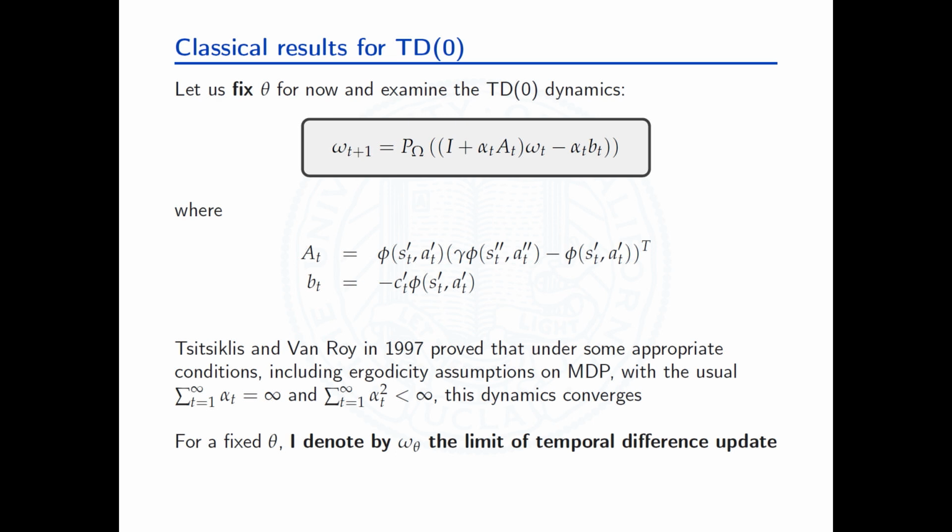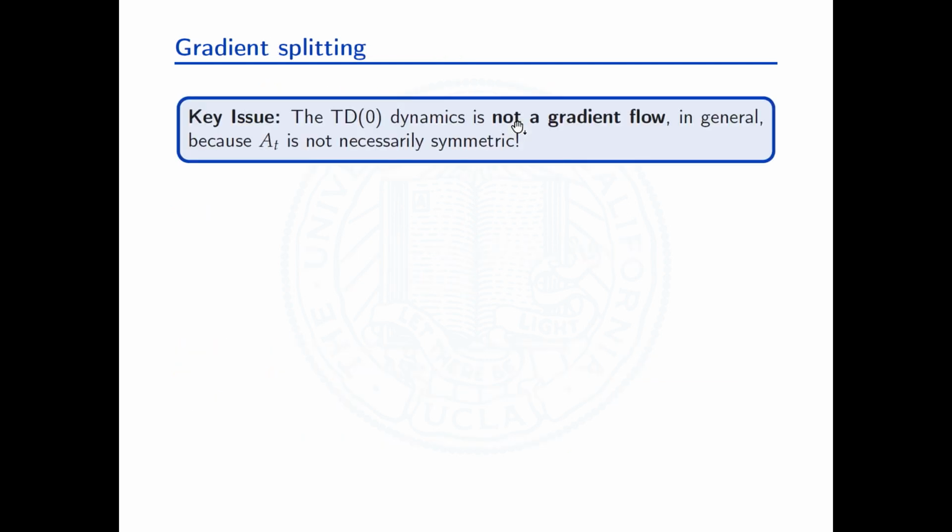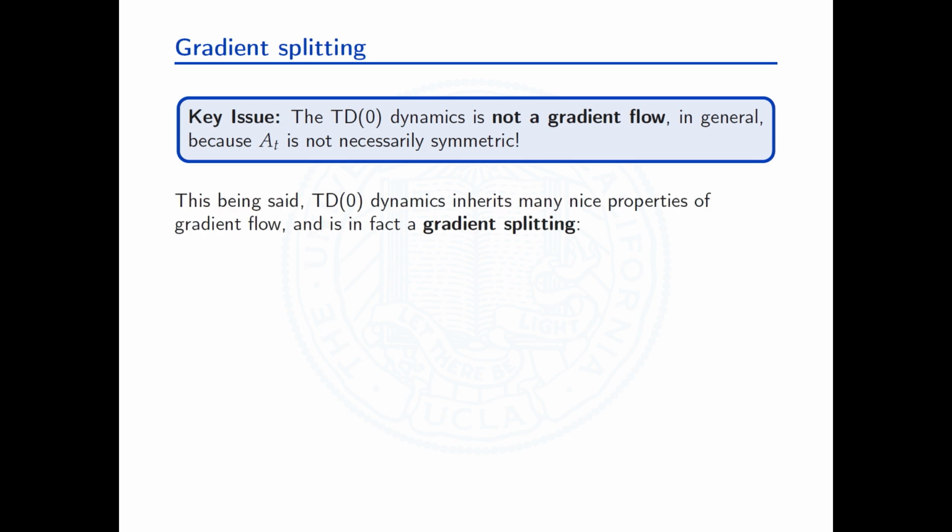Now, one of the things I want to tell you about why TD is not such a simple thing, even though it looks very simple and innocent, is that TD in general is not a gradient flow. Okay, if there's one thing you need to learn from this, it would be this, right? TD is really not a gradient flow because A_t is not symmetric in the previous slide that I just showed.